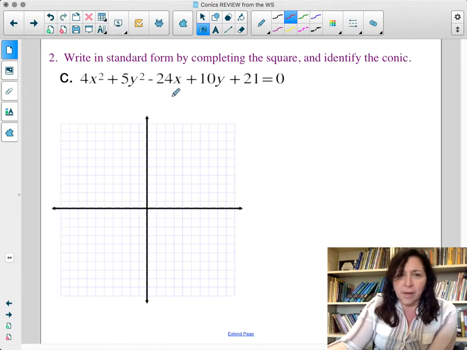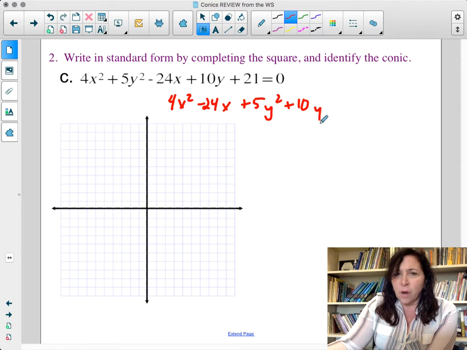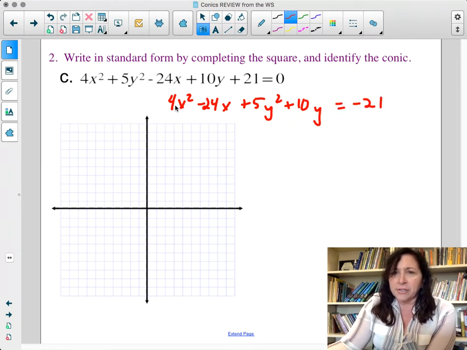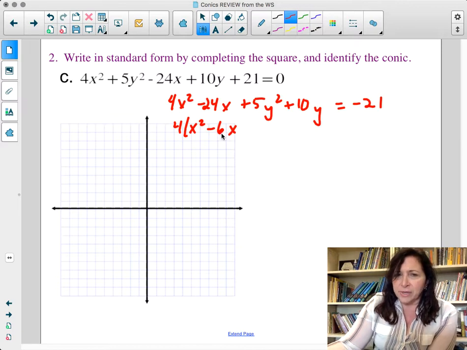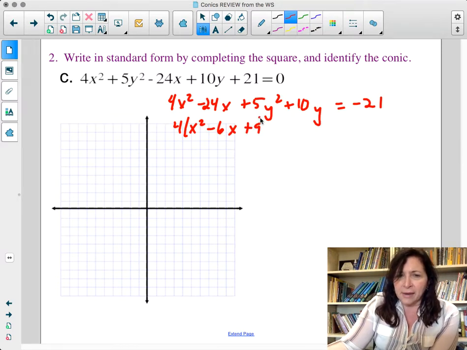So I'm going to group my x's. So I have 4x squared minus 24x. I've got plus 5y squared plus 10y is equal to negative 21. I'm going to factor out a 4 out of this, and I get x squared minus 6x. Half of 6 is 3. 3 squared is 9. I'm going to add 9 there.